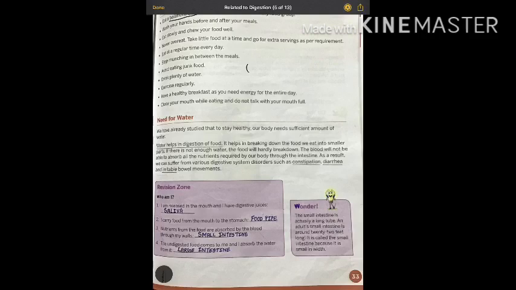A balanced diet means it should have all the nutrients, all the 5 essential nutrients: carbohydrates, fats, proteins, vitamins and minerals. And you should also drink plenty of water, because water also has a role in digestion. You should wash your hands before and after your meals. That is very important. You have to maintain cleanliness and hygiene.